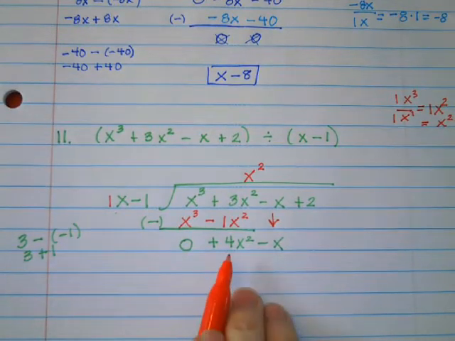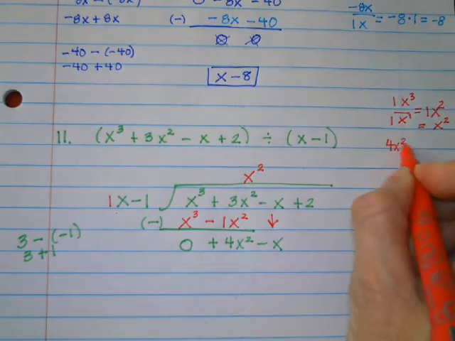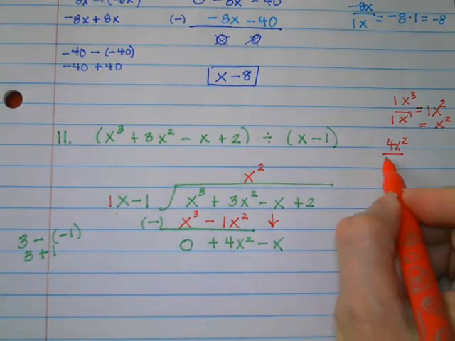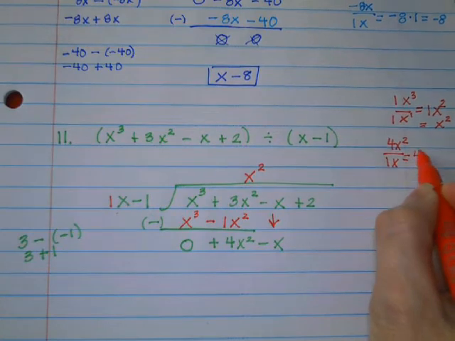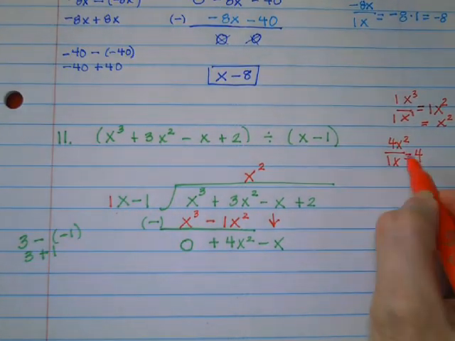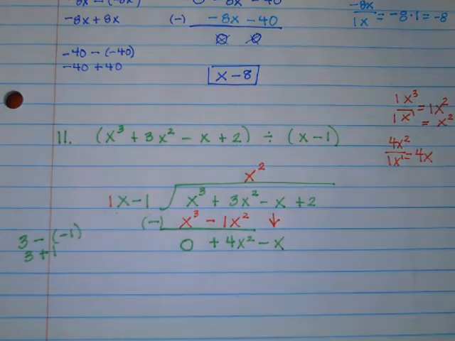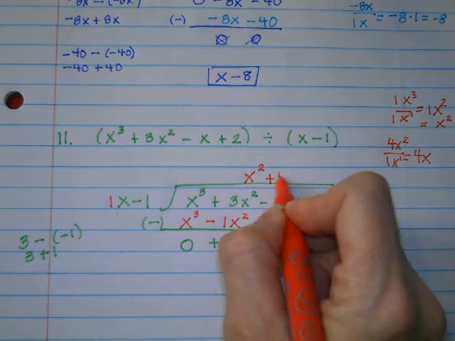We take the first term of the dividend, which is 4x squared, and we divide it by the first term of the divisor, which is 1x. 4 divided by 1 is 4. X to the second divided by x to the first is just x. So we're going to put that 4x right here on top. So plus 4x.